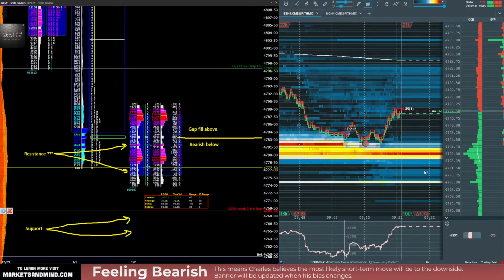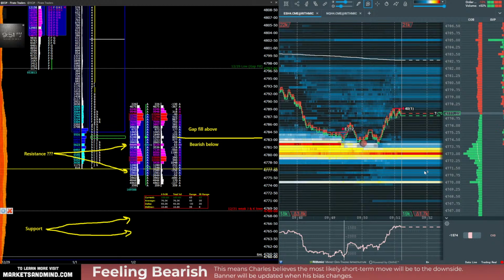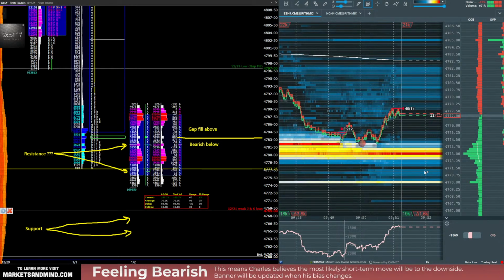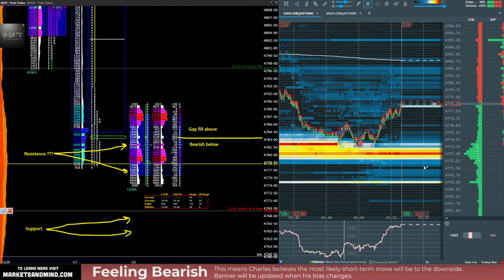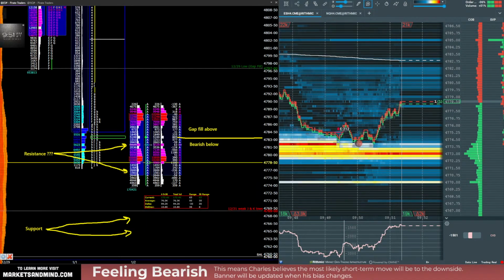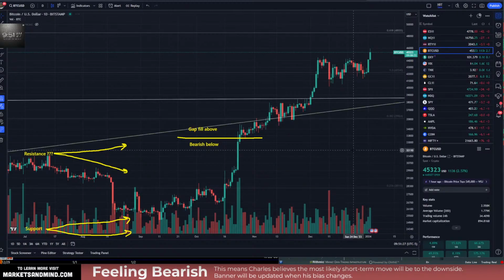Seven says, what's going on with Bitcoin? Man, Bitcoin's breaking out. That's what's going on with Bitcoin. Bitcoin's on a breakout. Yeah, it's doing its thing, man. Look at that. Look at that. Balance. Breakout.